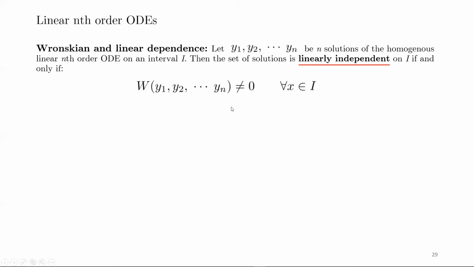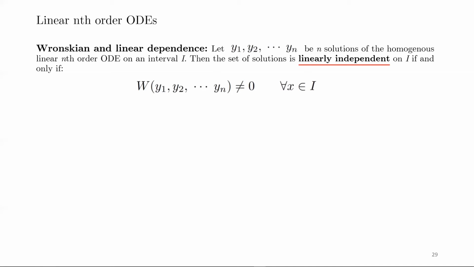So if we have a linearly independent set of solutions, then the Wronskian applied to this set must be non-zero. Okay, so this is like a test. If we have a set of solutions, and we want to know if they're linearly independent or not, we're going to take the Wronskian of the set.